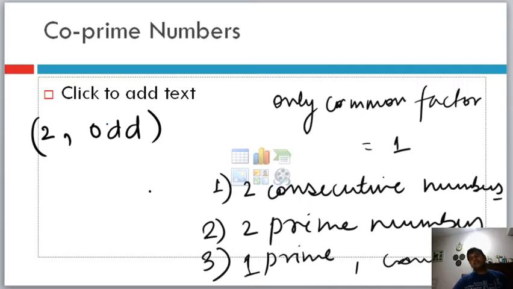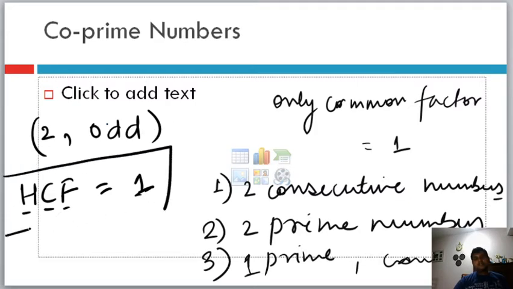And one more way of identifying a co-prime number is that their HCF, highest common factor, is 1. So when you find the HCF of two numbers and you find out that the HCF is 1, then understand that those two numbers are co-prime. That's the solid way, there is no exception to this, one way in which you can identify, and it will apply to all the cases that we have covered here.